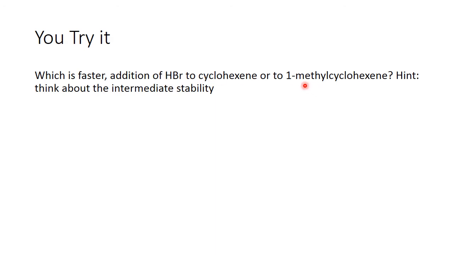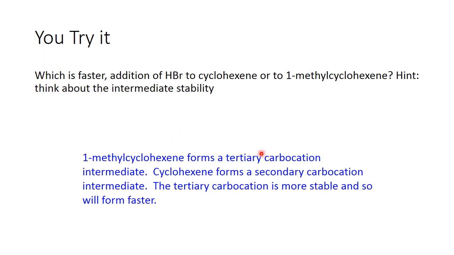To treat cyclohexene or 1-methylcyclohexene with hydrobromic acid. Hint, think about what is the stability of the intermediate, because the more stable the intermediate, the faster the reaction is going to go.